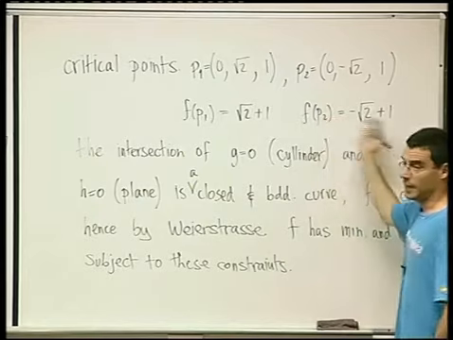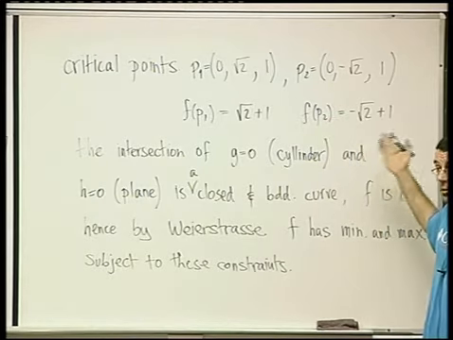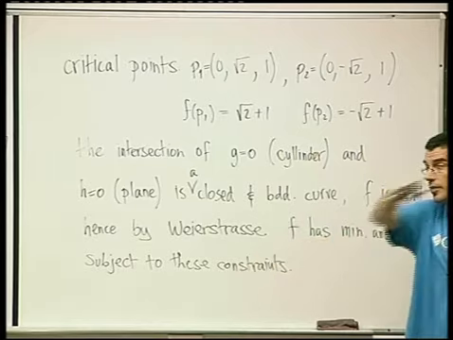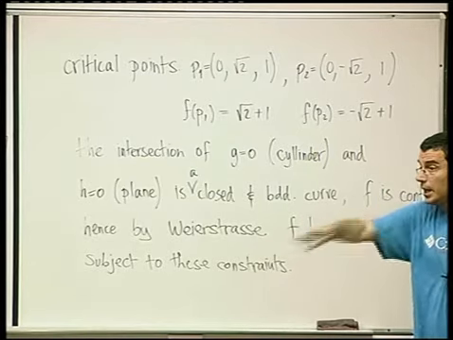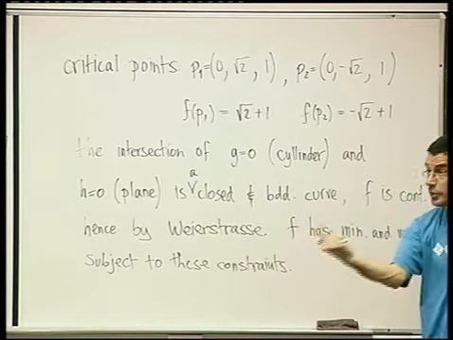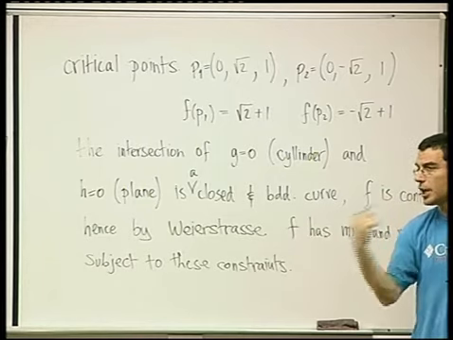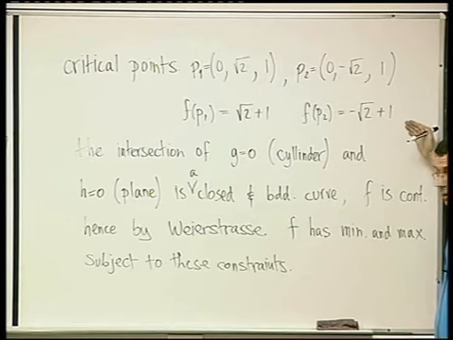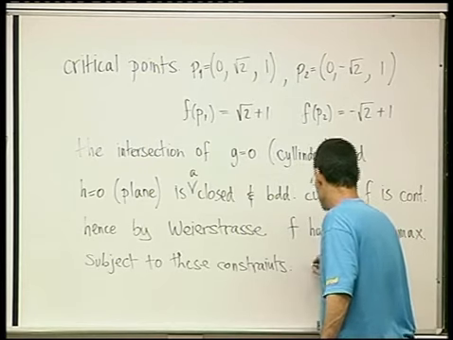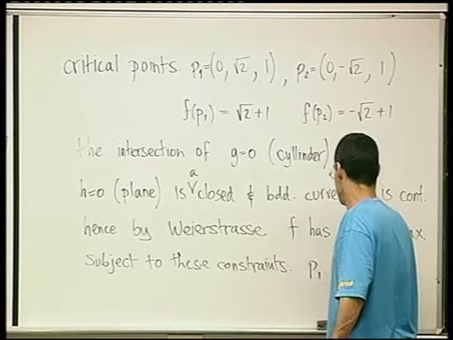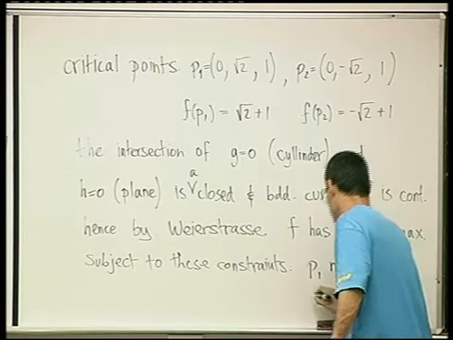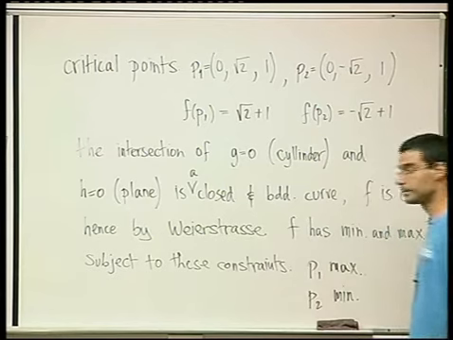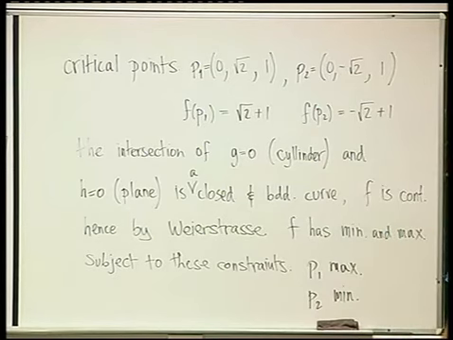And by checking these values, these were the only critical points that we found. And this curve, it's the intersection of a plane and a cylinder. So it's a smooth curve, no corners to check at, right? So these are indeed the only critical points. So we can deduce that P1 is a maximum and P2 is the minimum. Clear?